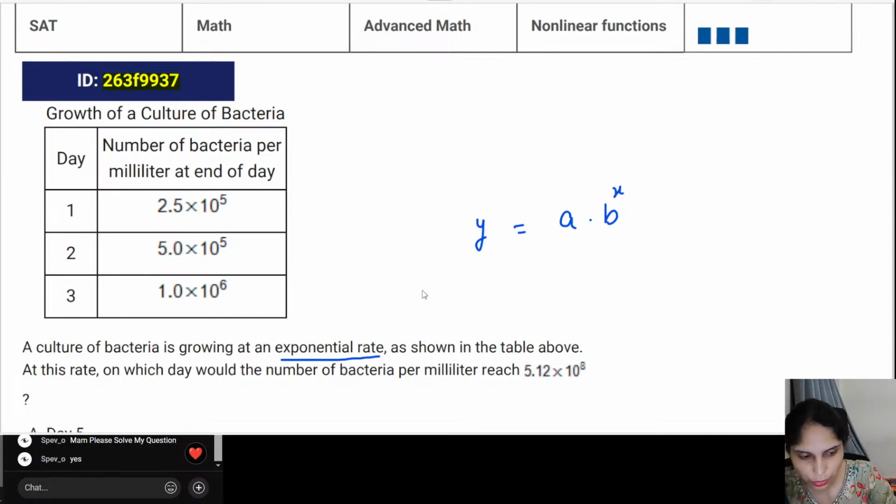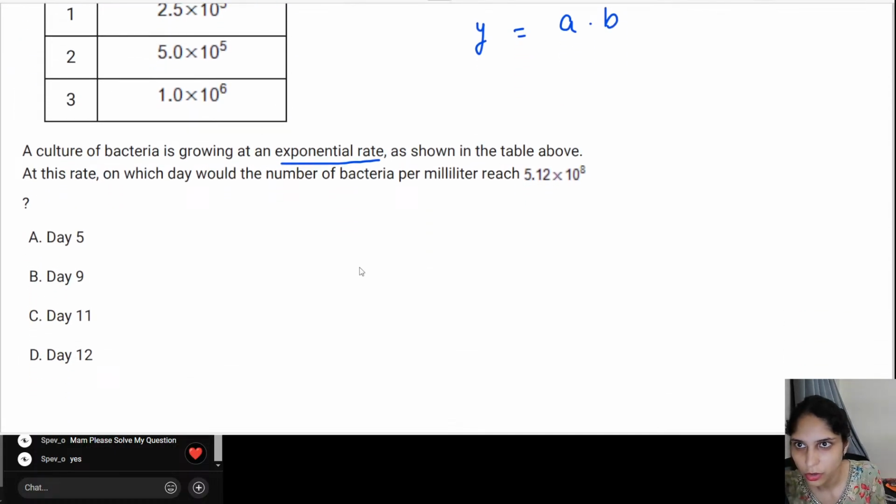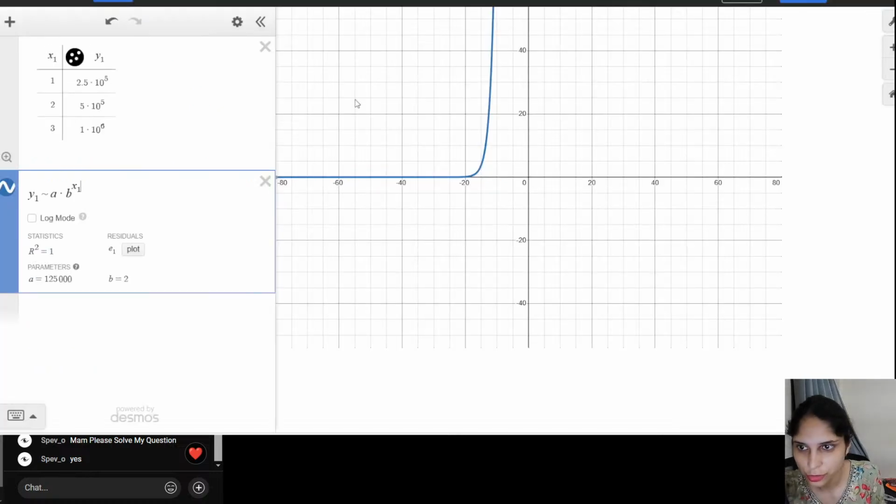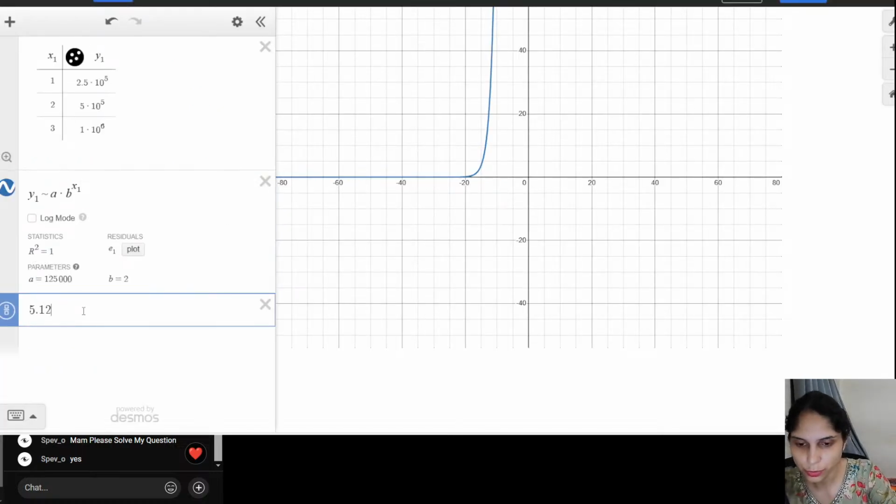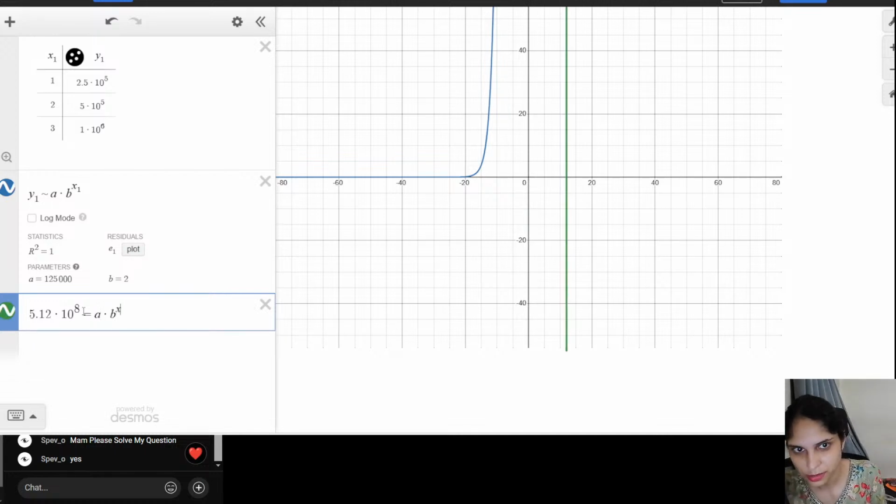And now what do they want to know? On which day the number of bacteria per millimeter reaches 5.12 times 10 to the power 8. So this is your y value. You have to find the x value. So 5.12 times 10 to the power 8 is equal to a times b to the power x. The answer will be 12.